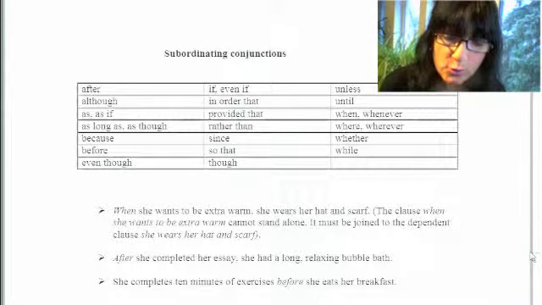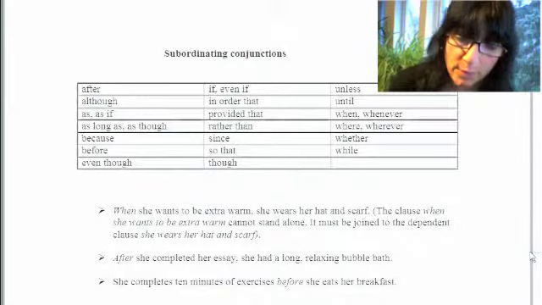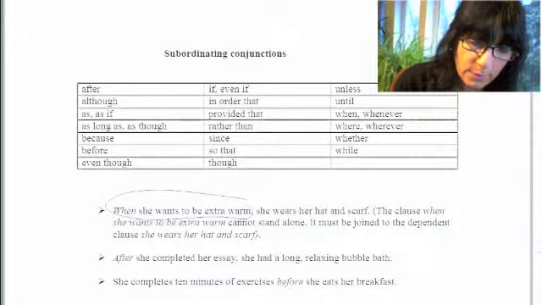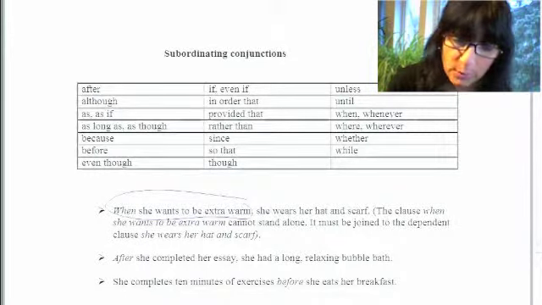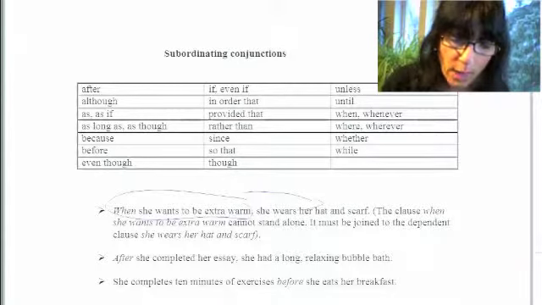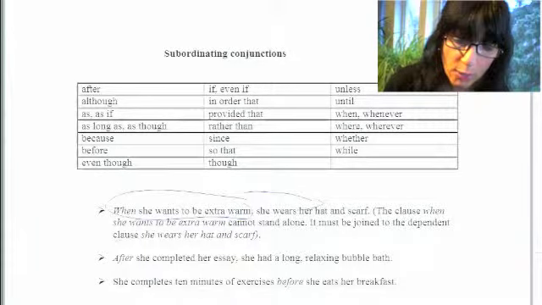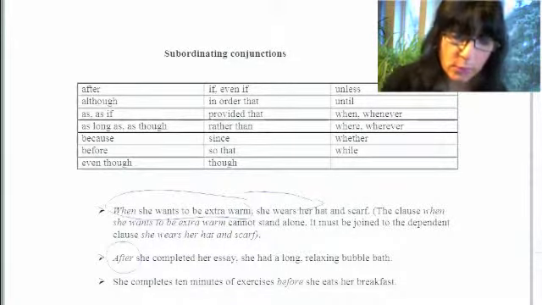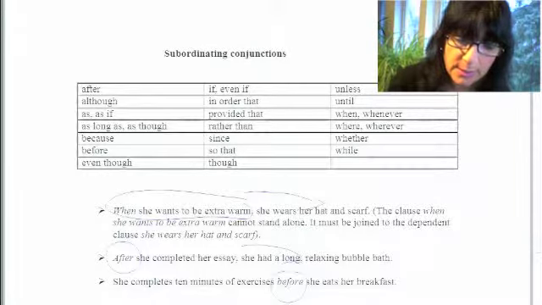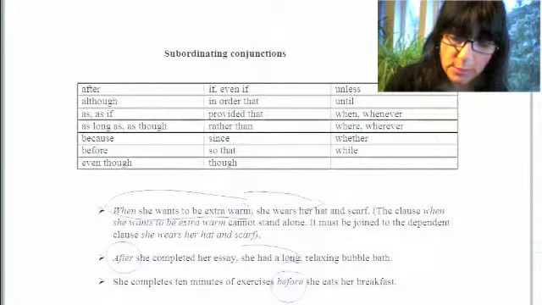When she wants to be extra warm, she wears her hat and scarf. We have the clause, when she wants to be extra warm, which cannot stand alone. It has to be joined to another idea to complete it. So when is a subordinating conjunction. Or after she completed her essay, she had a long, relaxing bubble bath. You start with your subordinating word after she completed her essay, and there's the rest of your idea. And she completes 10 minutes of exercise before she eats her breakfast. Your subordinating word is in the middle of the sentence.